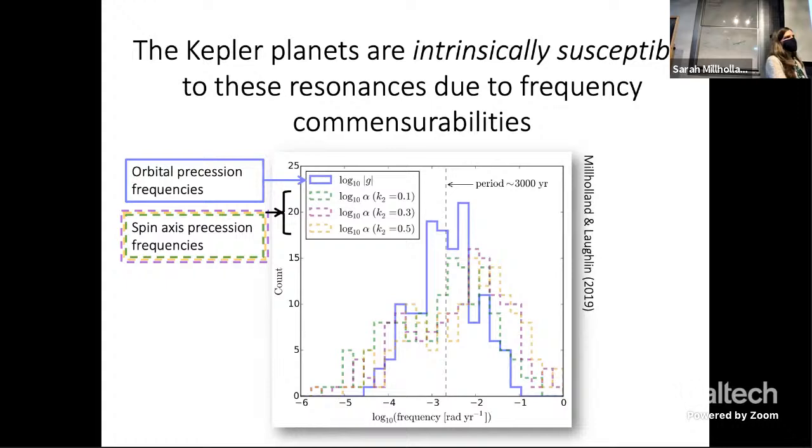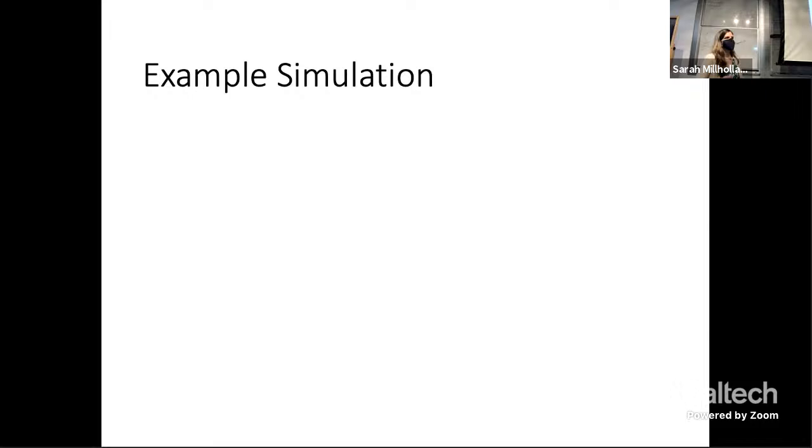So this has been a qualitative discussion so far. To give you a better sense of how this works and how these planets can evolve into these high obliquity states, I'm going to show an example simulation showing what happens to a typical young planetary system as it evolves and encounters these resonances.